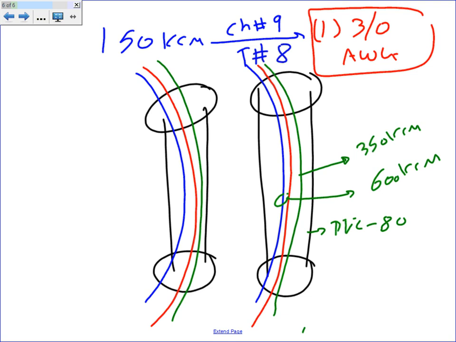Here's what they're going to look like. Two conduits with these conductors. And Chris is. Three and a half, so that would give me 3.5 inch. They're single phase. Yep, they're single phase. Two at 600, one at 350. Yep.